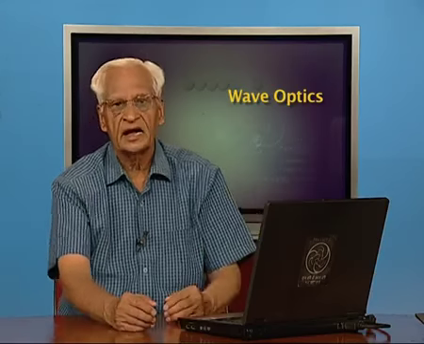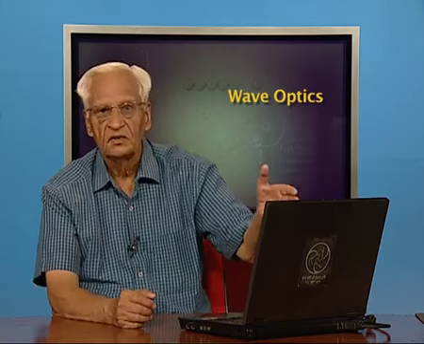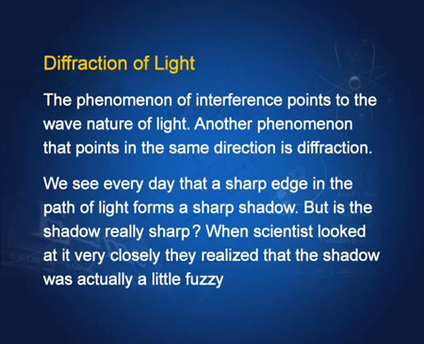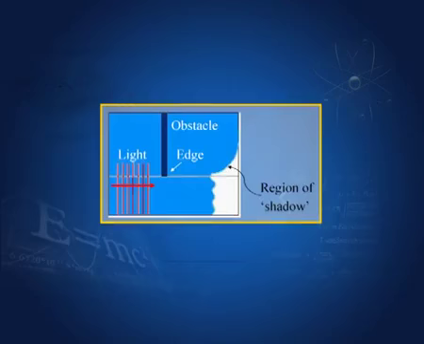Now, let us take up the second phenomenon, which is explained on the basis of the wave nature of light. This is known as diffraction. What is the phenomenon? Let us see. Suppose you have an edge, a very sharp edge, and light is coming from this side. Normally, you would expect that this would mark the boundary between the shadow and the light. This should be completely dark and this should be bright, but that does not happen.